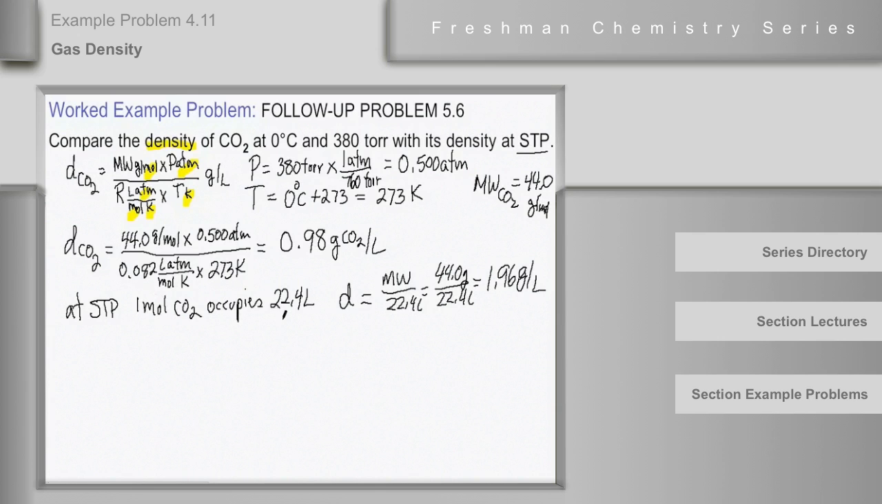Now, to compare these two, we will notice that when we go from half an atmosphere to 1 atmosphere, the density doubles, 0.98 to 1.96, and that, of course, is exactly what we would expect, since density is proportional to the atmospheric pressure. If we double the atmospheric pressure, keeping everything else the same, we should double the density.